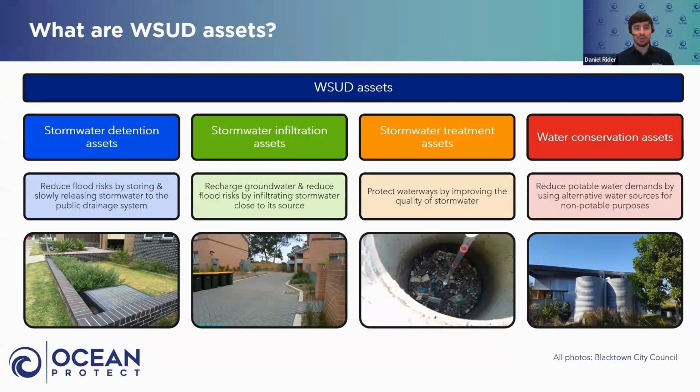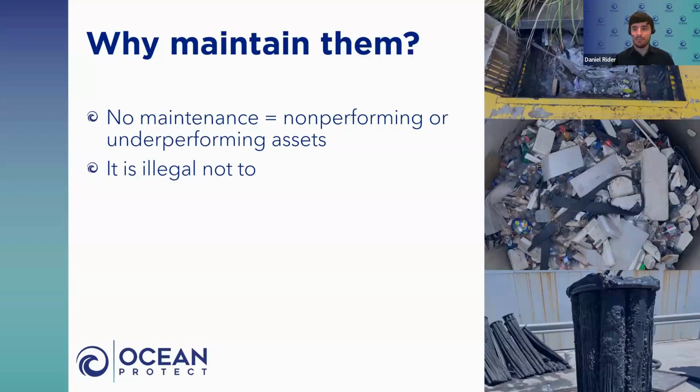There's a range of categories within the umbrella term of WSUD assets. There are stormwater detention assets like OSD, on-site stormwater detention systems, and stormwater infiltration assets such as permeable pavement. There are stormwater treatment assets, which are things like gross pollutant traps, bioretention, and gully pit inserts, looking at treating the water. And then water conservation assets like rainwater tanks. All of these categories have their own purpose, but work towards a water sensitive approach to urban design. Now I'll hand it over to Fotos to get into a bit about maintenance.